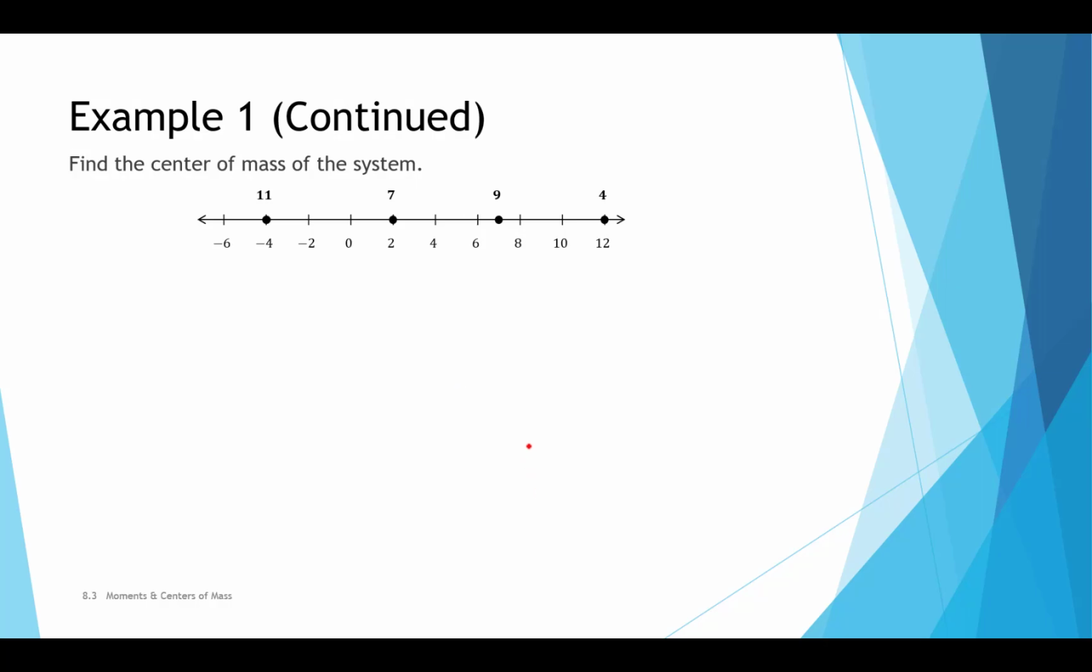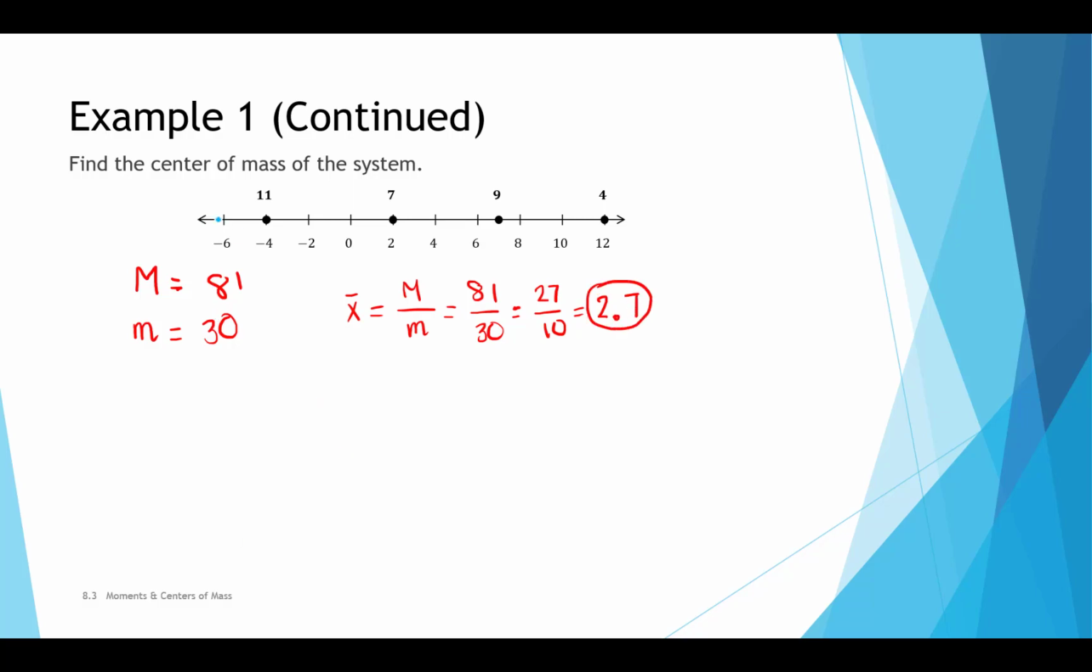Okay, so now we will find the center of mass of the system that we looked at in example 1. Remember, we found that the moment is 81, and we found that the total mass is 30. So the center of mass is the moment divided by the mass, or 81 divided by 30, which boils down to 27 tenths or 2.7.